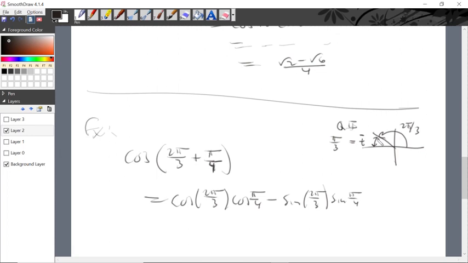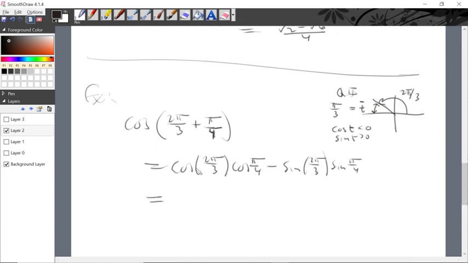We recall that in quadrant 2, the cosine is going to be negative. It's the x-coordinate here. And the sine is going to be positive. That's how we'll be able to evaluate. So the cosine of 2 pi over 3 is going to be negative the cosine of pi over 3. What is the cosine of pi over 3? It is 1/2. And then the cosine of pi over 4 is just root 2 over 2.